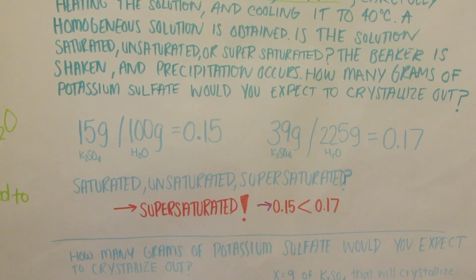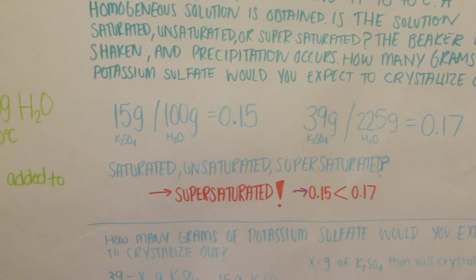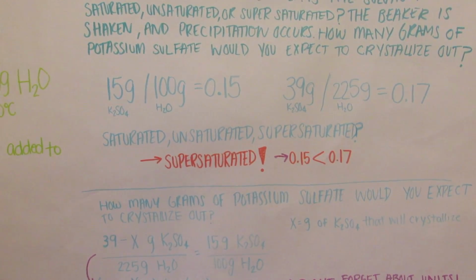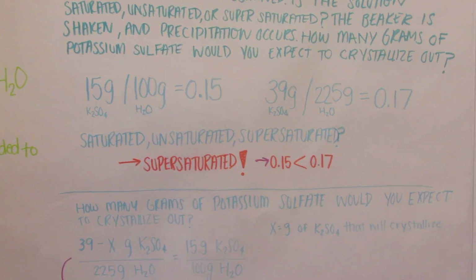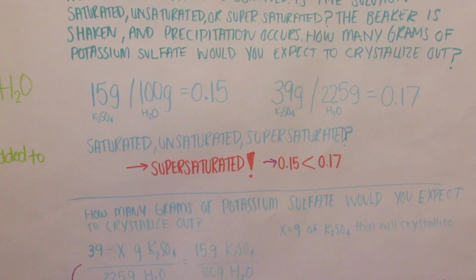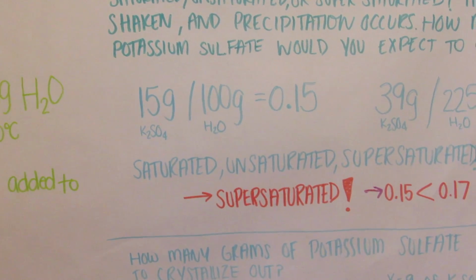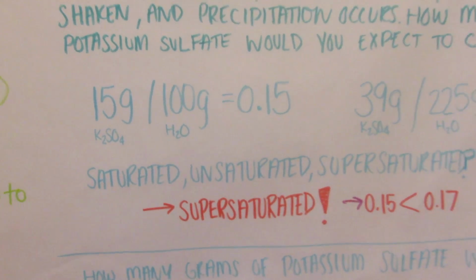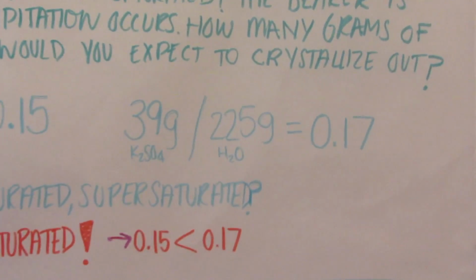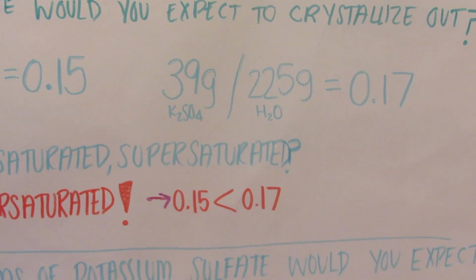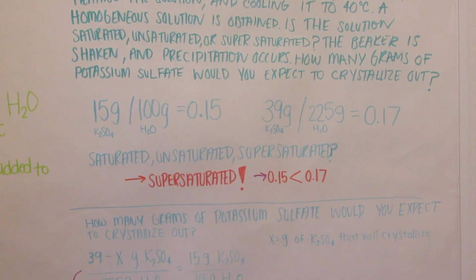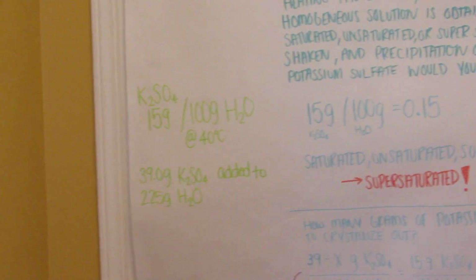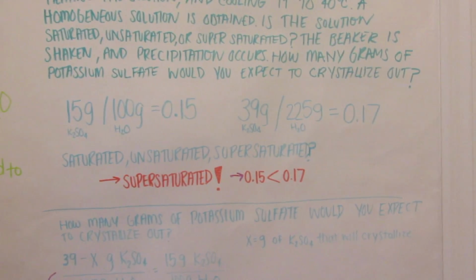To start, we need to solve the first part, which is asking us if the new solution is saturated, unsaturated, or supersaturated. So the first thing we're going to do is work with some fractions. First we know that it's 15 grams of K2SO4 over 100 grams of H2O, and that's going to get us 0.15. And then we have 39 grams of K2SO4 over 225 grams of H2O, which gets us 0.17. So the 0.15 is considered the solubility constant of potassium sulfate. So we know that number is considered perfect.